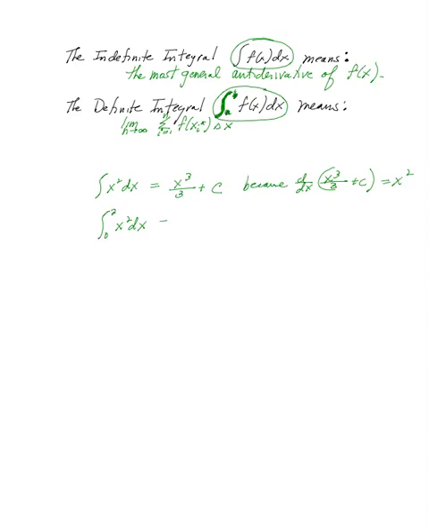I believe we got as our answer for this 8/3, didn't we? And that gave us what? That gave us the area underneath the graph of y equals x squared from 0 to 2. And that area was 8/3. So the point is, an indefinite integral and a definite integral mean very different things. But there's got to be a connection, right? Otherwise, you wouldn't call them both integrals. You wouldn't use the same notation for them.